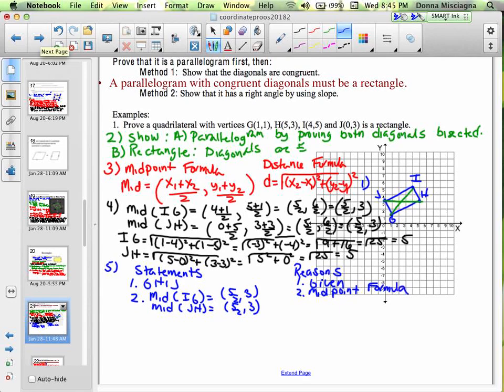So what if they have the same midpoint? Well, if they have the same midpoint, that means that the diagonals bisect each other. How do we know? Bisected diagonals, or any segment, doesn't even have to be a diagonal, but bisected diagonals have the same midpoint.